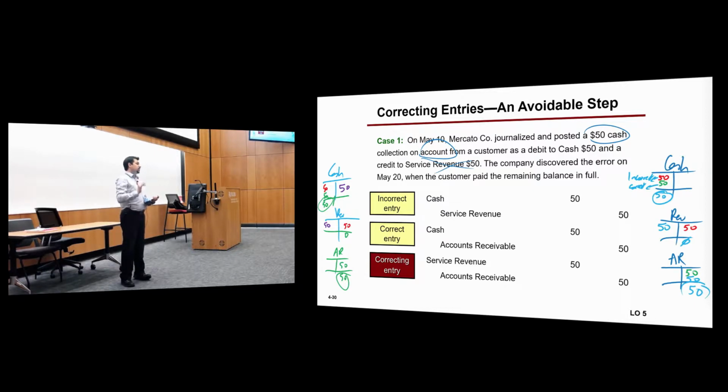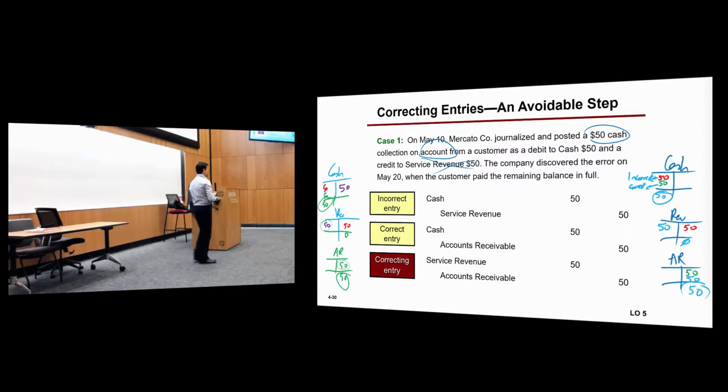We did it in two ways. This is how you actually can calculate. You reverse it and then you re-enter the correct one. Then you look at what changed. You get to the same balance. You get eventually to the correct one, which is 50 for cash and 50 for accounts receivable. What you actually ended up doing is this one and this one. That would be the same as the correcting entry here.